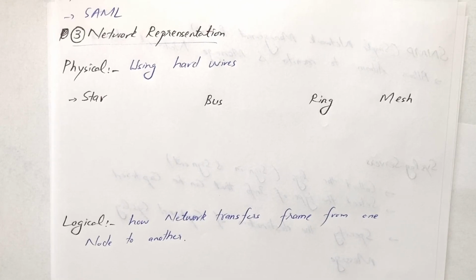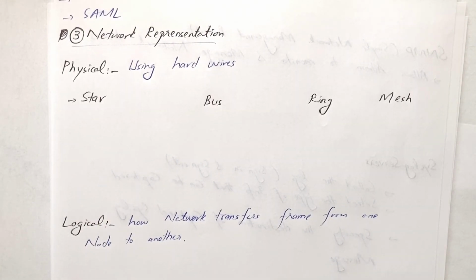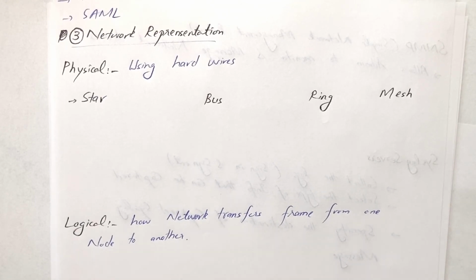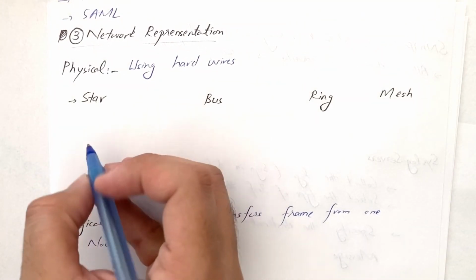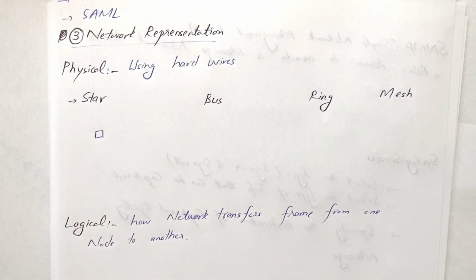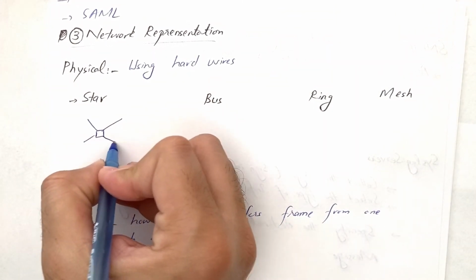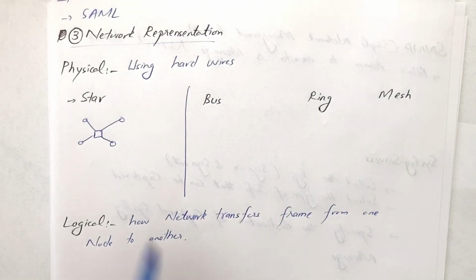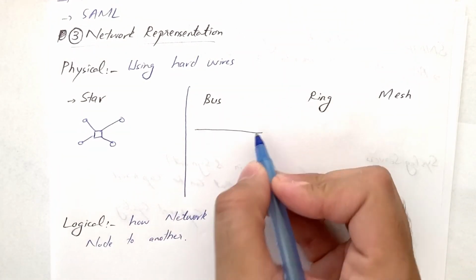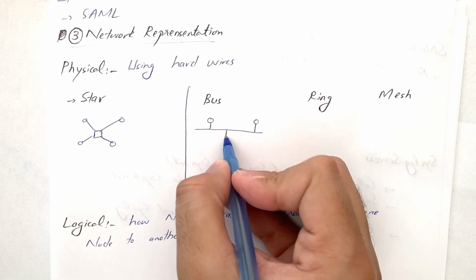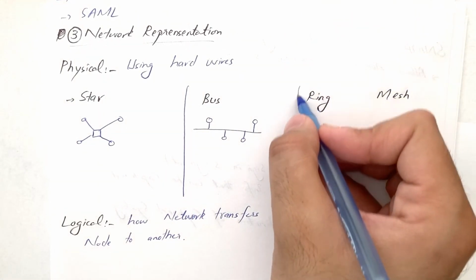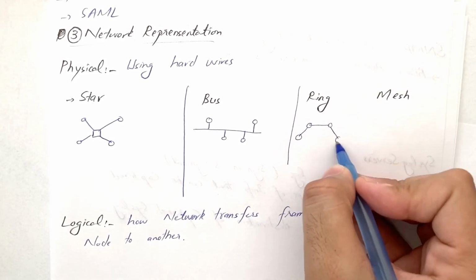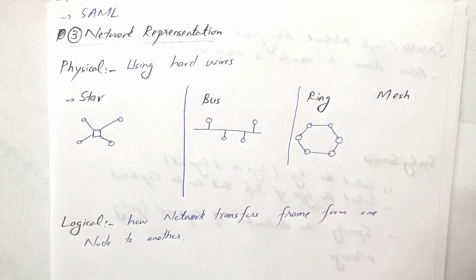For the physical, we have different connectivity models: star network, bus model, ring topology, and mesh topology. Star network topology is where we have a central component, which could be a switch or a hub, and the nodes are connected with the central device. Bus is where we have a central bus, and all the devices, like these computers, are connected with each other through that bus. Ring topology, just like bus, connects the devices through a ring.